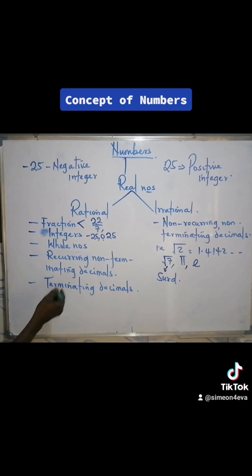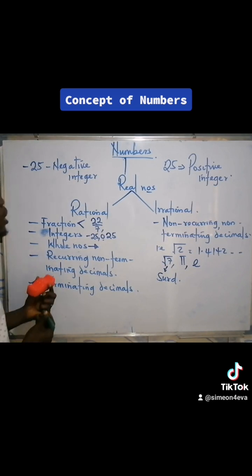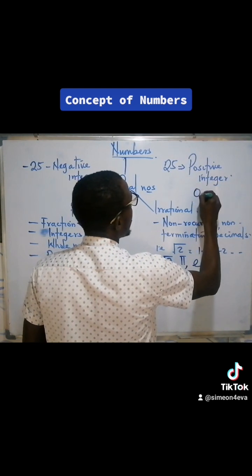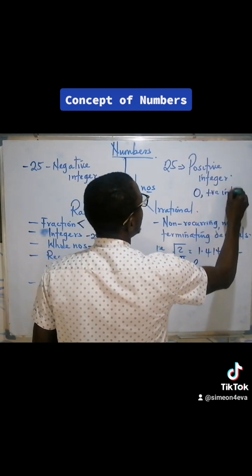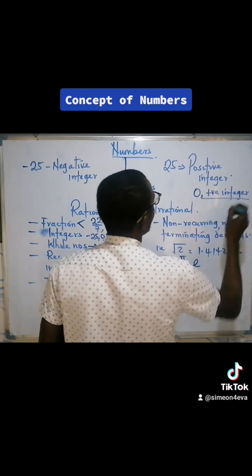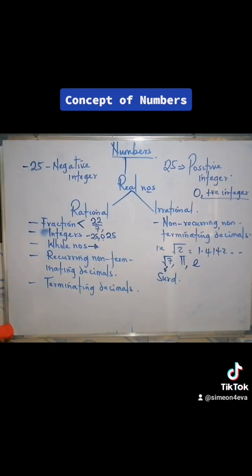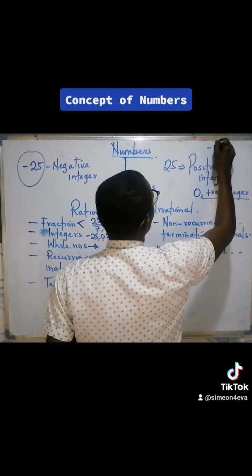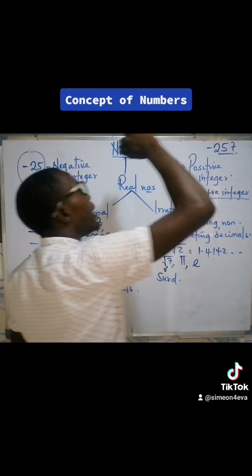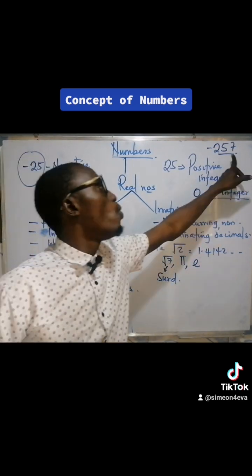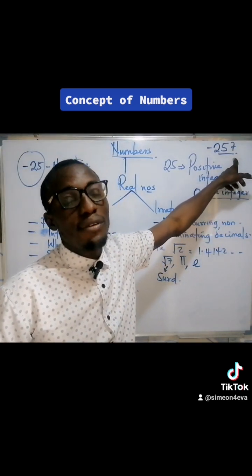Now, let's look at the concept of whole numbers. We have a great difference between integers and whole numbers. This is where the disparity comes in. Whole numbers are 0 and positive integers. So when you combine 0 and positive integers, then you have whole numbers. So minus 25 is not a whole number because it's a negative integer. It has a negative sign here. So if we have minus 257, please disabuse your mind of the idea that this is a whole number. This is not a whole number, but a negative integer.